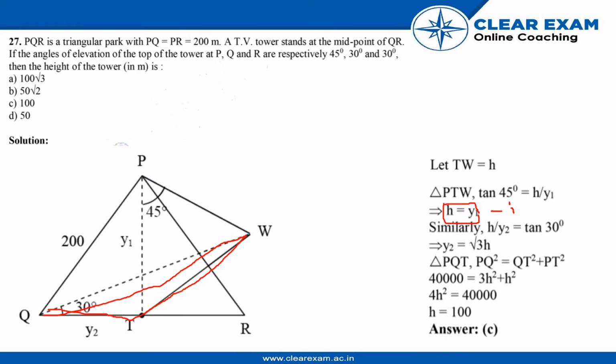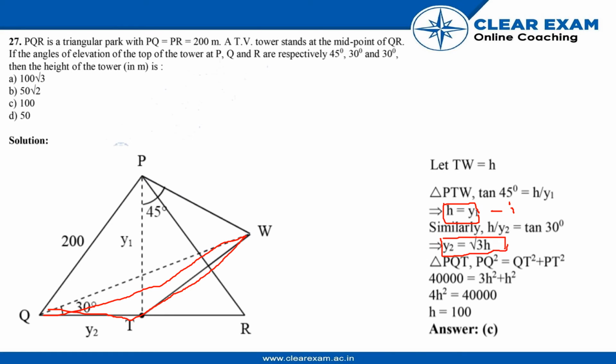Now coming to the second triangle, which would be QWT. In this triangle we find tan 30. Tan 30 would be equal to TW upon QT. We have TW equal to H and QT equal to Y2. So tan 30 has the value of root 3. So when we cross multiply we get Y2 equal to root 3 H.